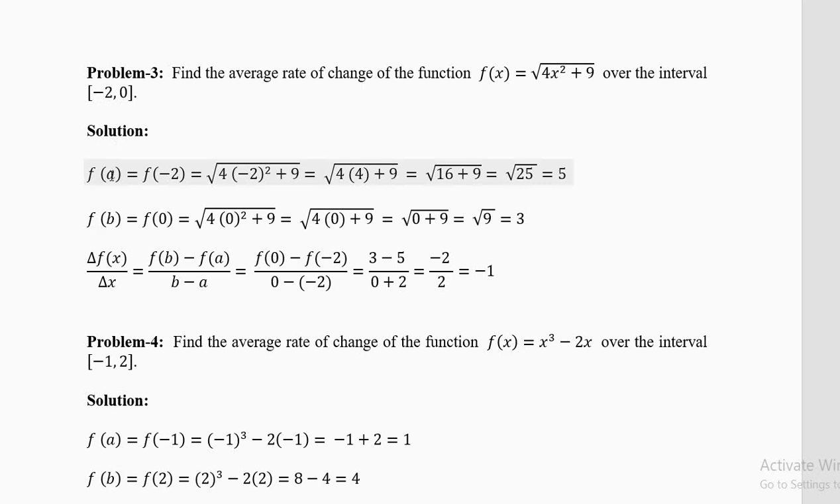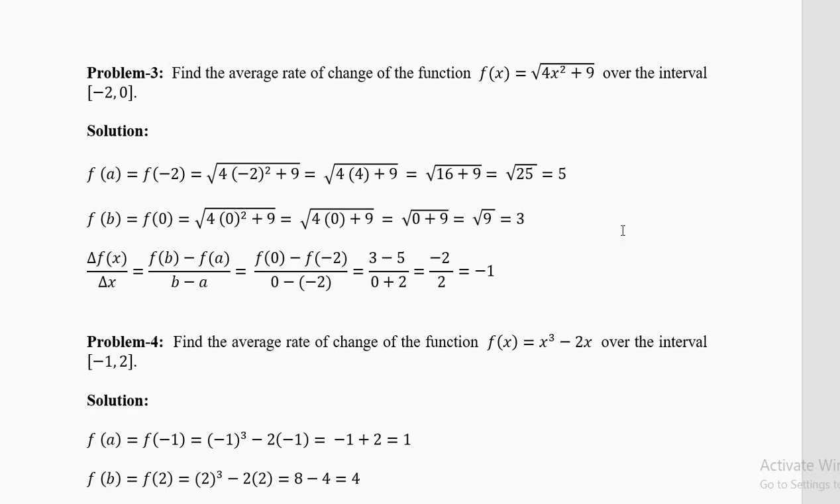Now first calculate f of a, which is f of minus 2, 4 into minus 2 whole square. Minus 2 into minus 2 is plus 4. 4 into 4 is 16. 16 plus 9 is 25. Square root of 25 is 5. F of b is f of 0. 4 into 0 square is 4 into 0, which is 0. Plus 9 is 9. Square root of 9 is 3.